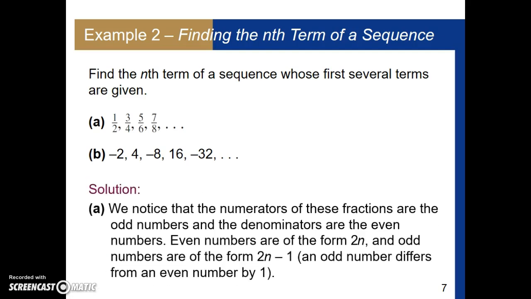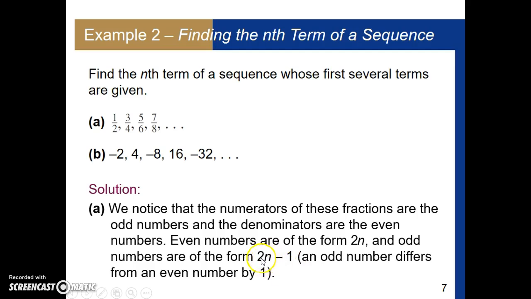So let's look at how we might find the nth term for the sequence in part A here. First, like I said, we're going to look at the sequence that is the numerators, and we can see that all the numerators are odd numbers. We're going to start with 1. So when n is 1, we want it to generate 1. When n is 2, we want it to generate 3. When n is 3, we want it to generate 5, and so forth. So the odd numbers are of the form 2n minus 1.